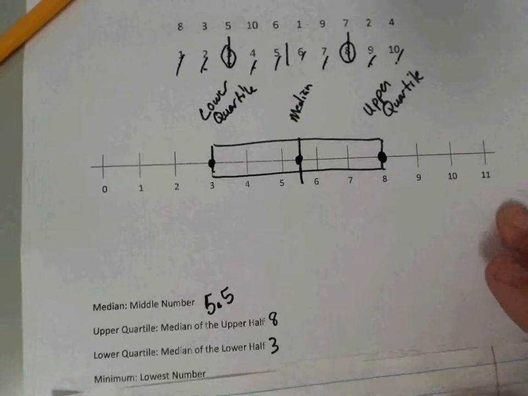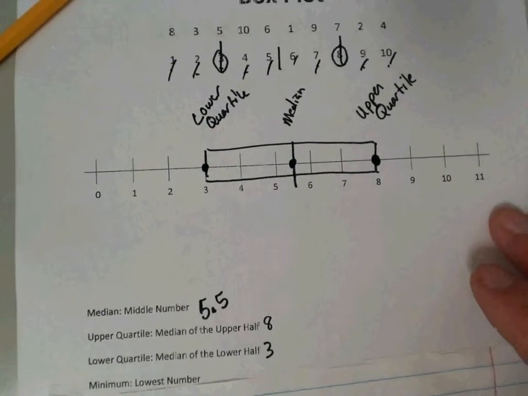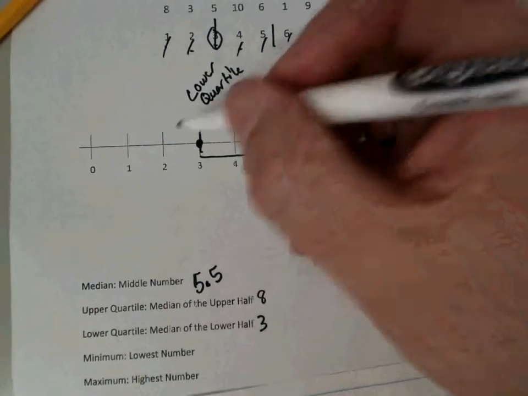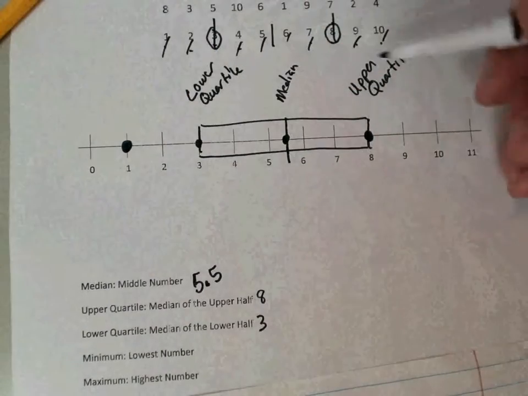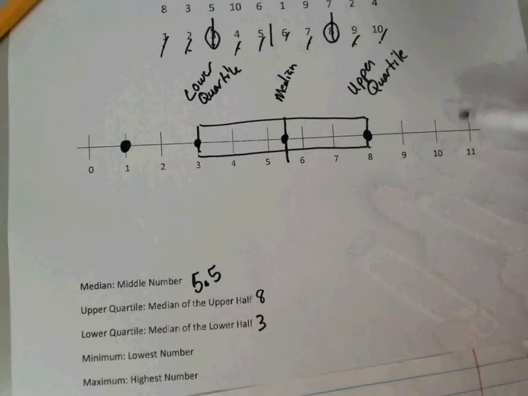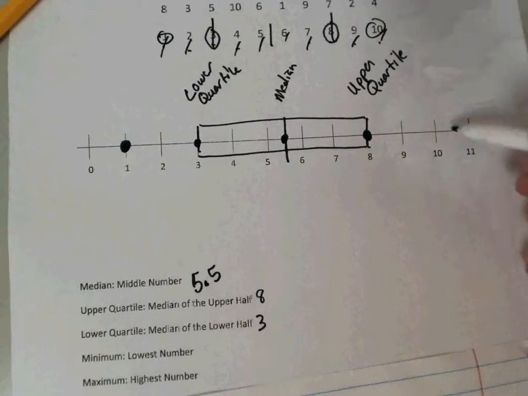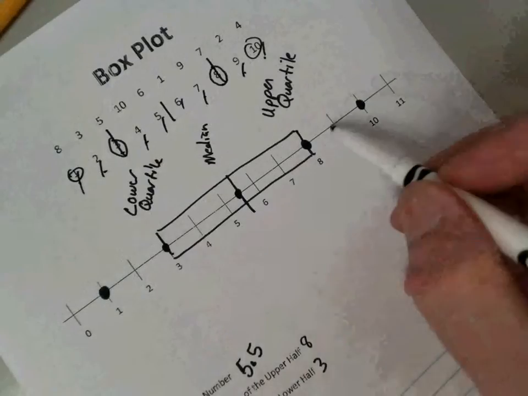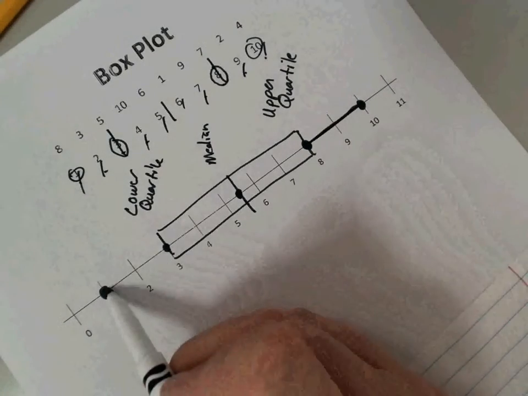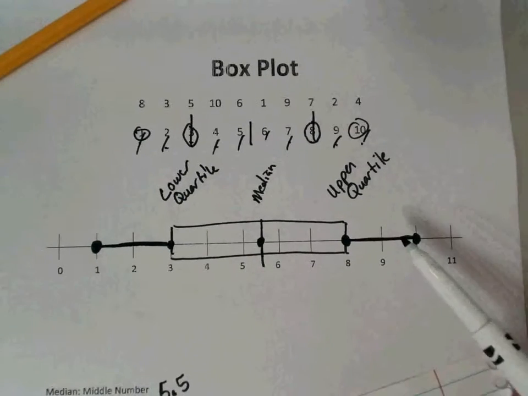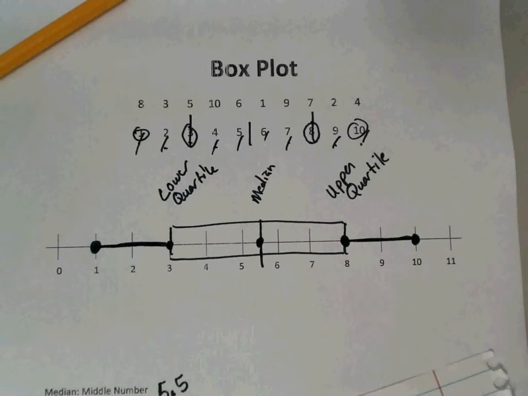The only other thing I have to create on here is I need to mark what my lowest and highest number was. We call those the minimum and the maximum. The lowest number is the minimum, which was a 1, and the highest number is the maximum, which was a 10. So it's the 1 and the 10 that I mark, and these just become lines connected to my box plot. And that's how we create a box plot, by finding medians and the median of those medians, or quartiles.